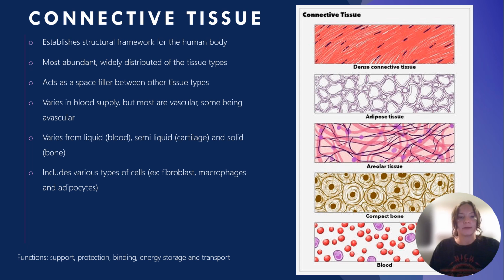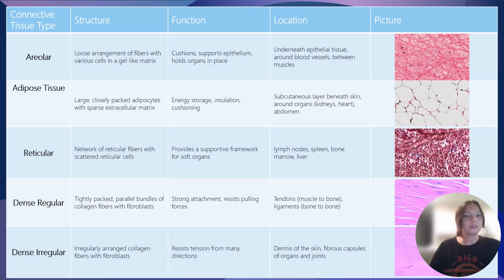It includes various types of cells. Some examples are fibroblasts, macrophages, and adipocytes. So because connective tissue is so widely spread throughout the body, it has many different types of functions and many different types. One of the main types is areolar connective tissue. It's a loose arrangement of fibers with various cells in a gel-like matrix. The function is cushions, supports the epithelium, and holds organs in place. You can find these underneath the epithelial tissue, around blood vessels, between muscles. On the right side, you can see the image.